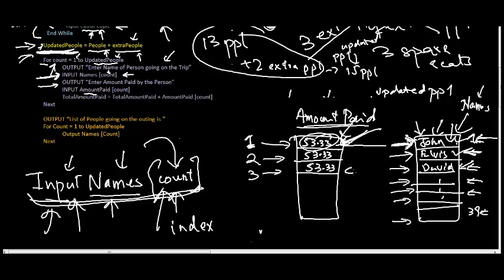So these are corresponding. You can think there is a logical link here, right? First the name of the person is input, then the amount he paid is input in the other array. Okay, and finally how is the total amount being calculated?